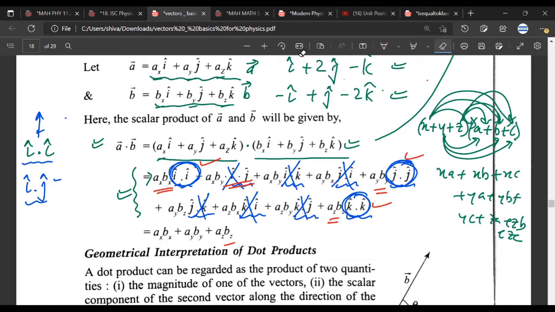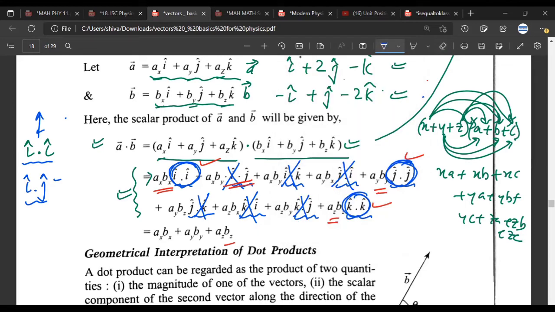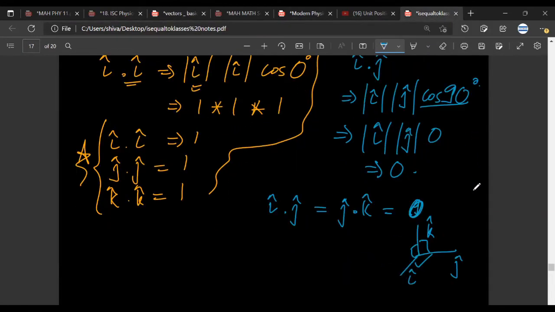Can you just explain that again, sir? Yeah. Okay. What I'm trying to tell you, Avantika, is that i dot j or i dot k or j dot k or j dot i, all of these have a 90 degree angle between them. Are we clear? Yes, sir. Because the angle between two unit vectors is always 90, that is why the dot product of two different unit vectors would always be 0. Are we clear about this?